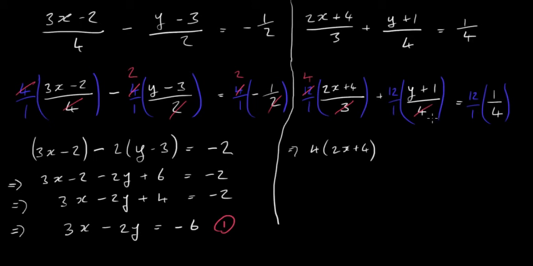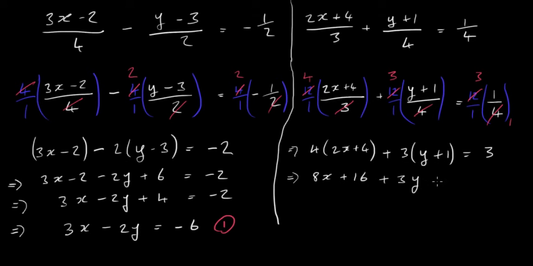Second one then, I've got this 4 here, will divide into this 12 here 3 times. So this will leave me with plus 3 times y plus 1. Okay, on the right hand side then, I've got a 4 on the bottom here, that will divide into itself once, it will divide into 12 3 times. 3 times 1 is just 3, so on the right hand side I just simply end up with 3. Okay, so let's simplify that. 4 times 2x is 8x, 4 times plus 4 is plus 16, 3 times y, 3y, 3 times 1, 3, and then I end up with 3 here.